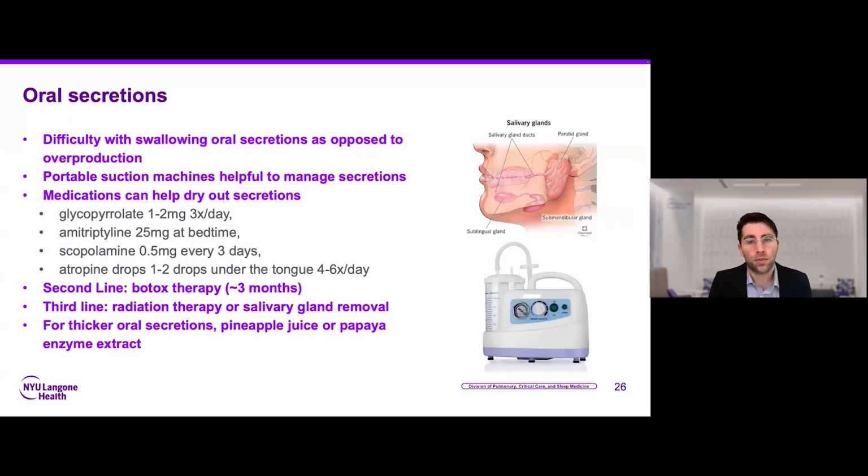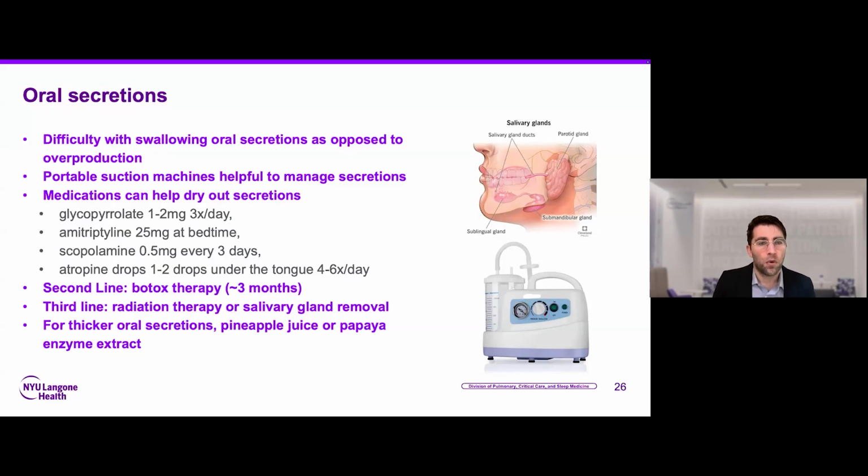Okay. What about oral secretions? So this is a big issue for many of our patients, and again, increases the risk of aspiration. Normal saliva production is about 1 to 2 liters per day in all people, and ALS does not affect that at all. But difficulty with swallowing can lead to pooling of those secretions.